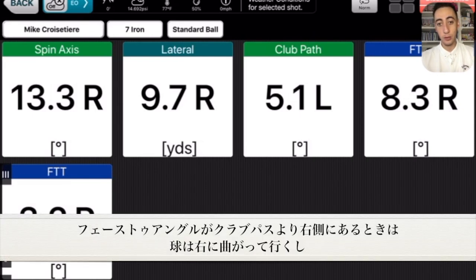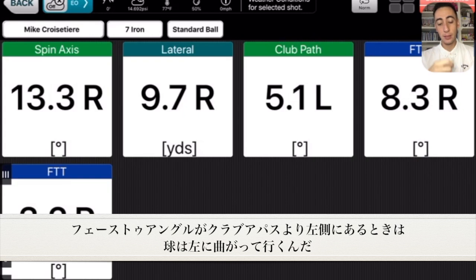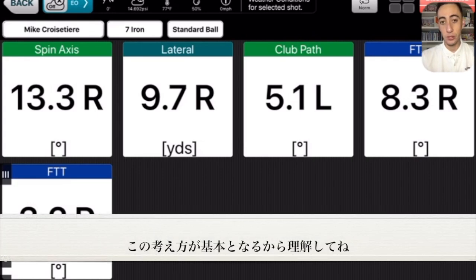So whenever the face to target or face angle is right of the club path, the golf ball will always curve off to the right. Whenever it is left of the club path, the golf ball will always curve off to the left. That is basic face to path understanding.